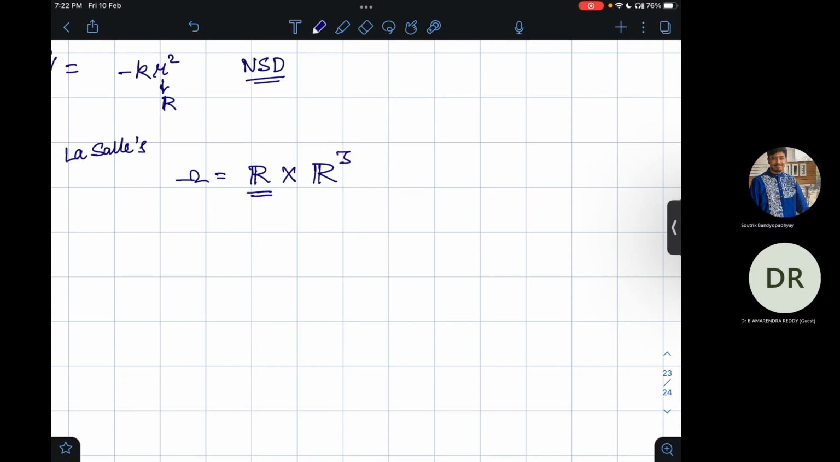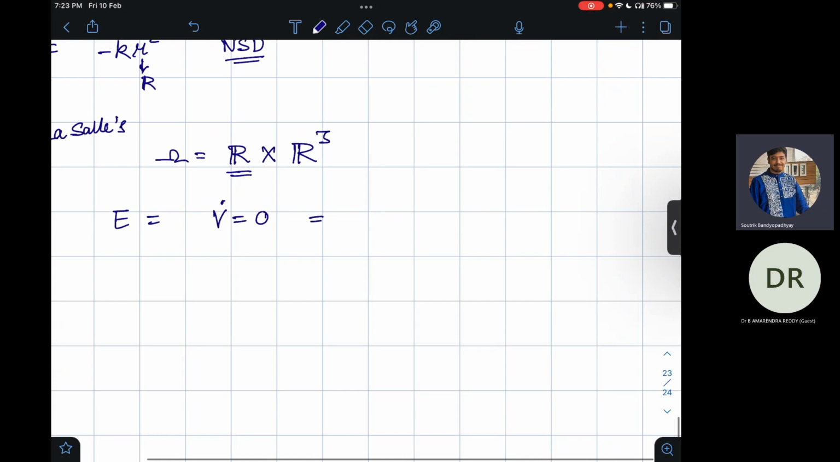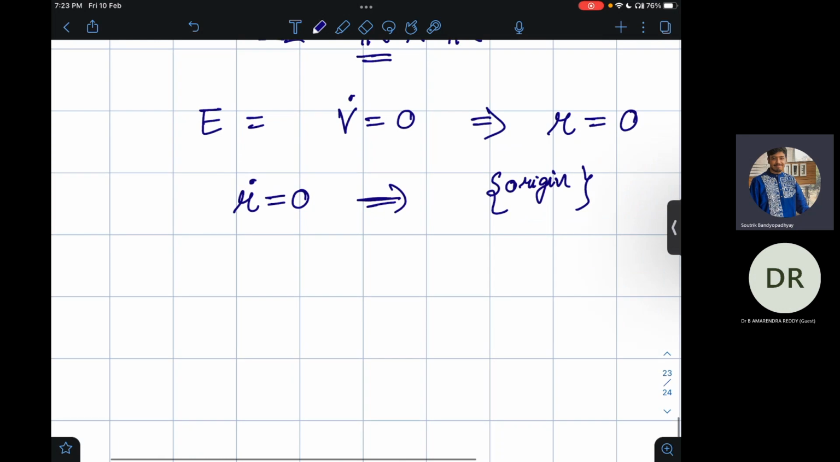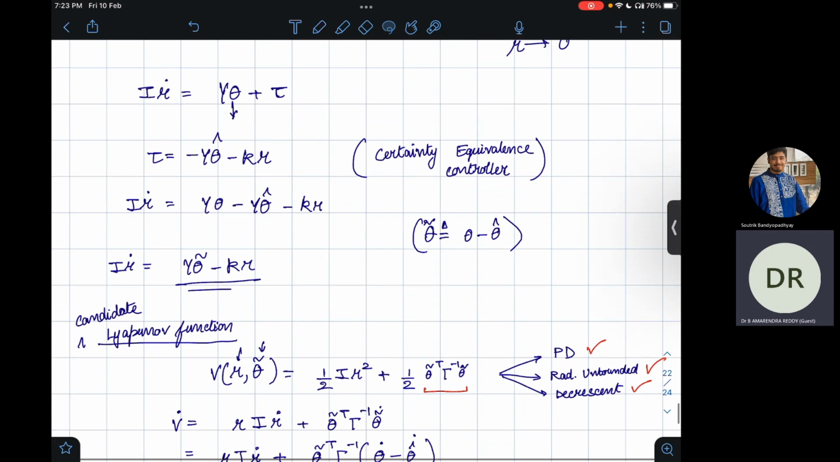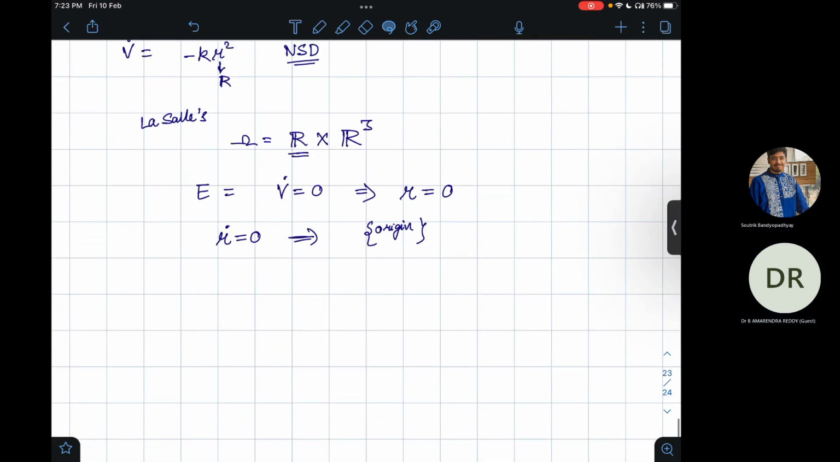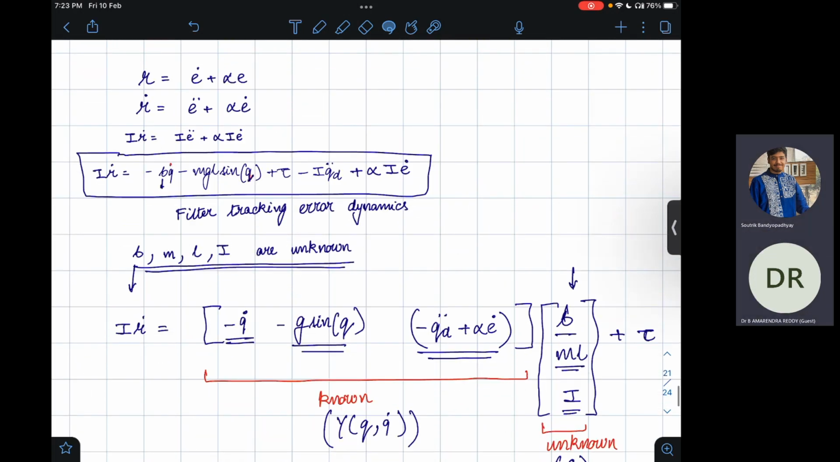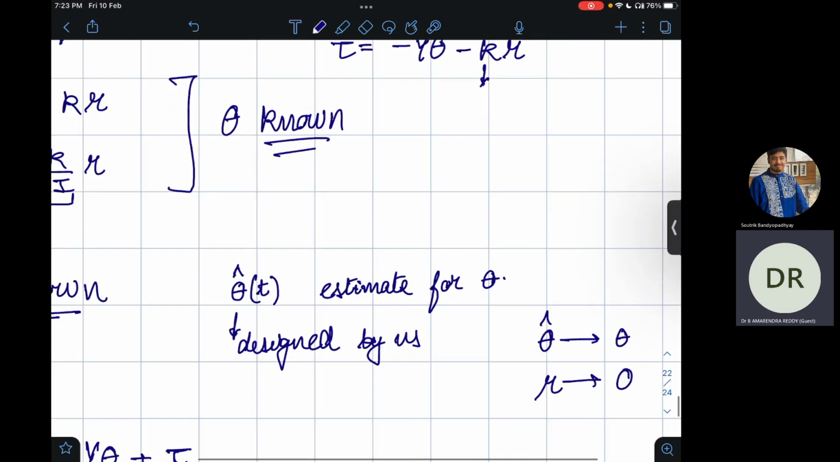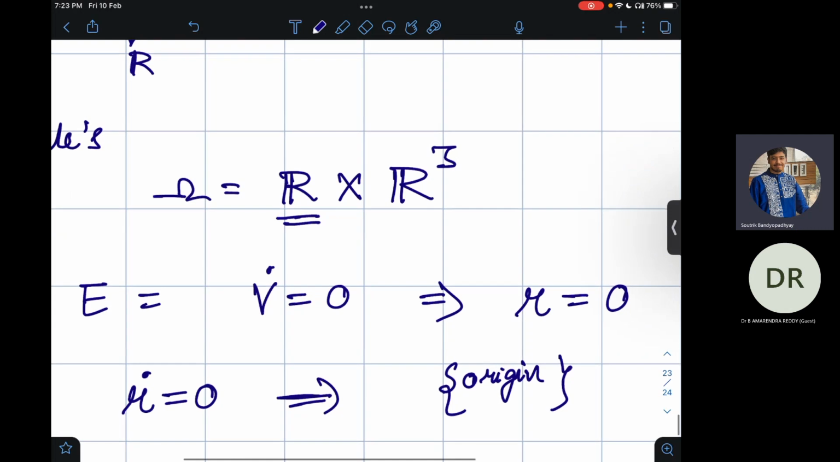Now what is E? E is the places where V dot is equal to 0. So V dot equal to 0 implies r is equal to 0. Now we have to show that r dot equal to 0 implies that it is only the origin, right? The three stands for the dimension of theta, which is a three-dimensional vector. So this omega is r, the filter tracking error, and this is due to theta tilde.